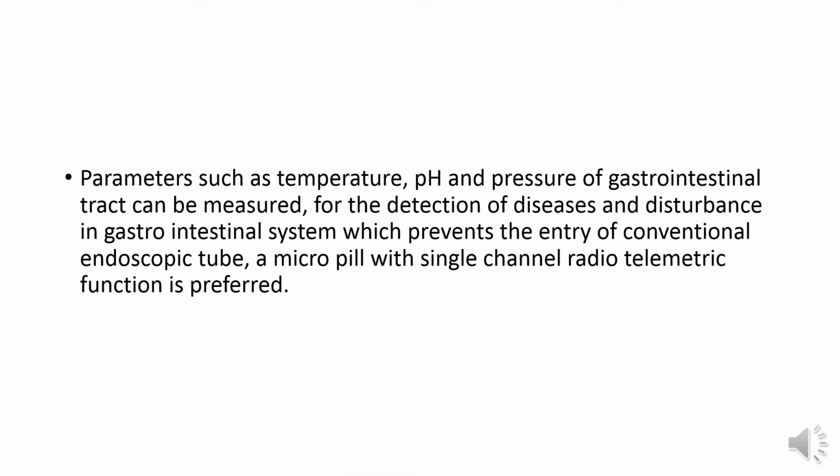Now we have to see the function of this diagram. We have different parameters such as temperature, pH and pressure of the gastrointestinal tract. We measure these parameters so the diseases can be easily detected. This avoids the use of the conventional endoscopic tube. We use a single channel, which functions in the radio pill system.